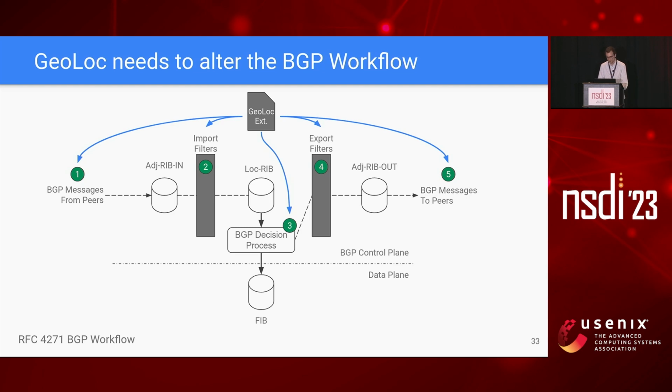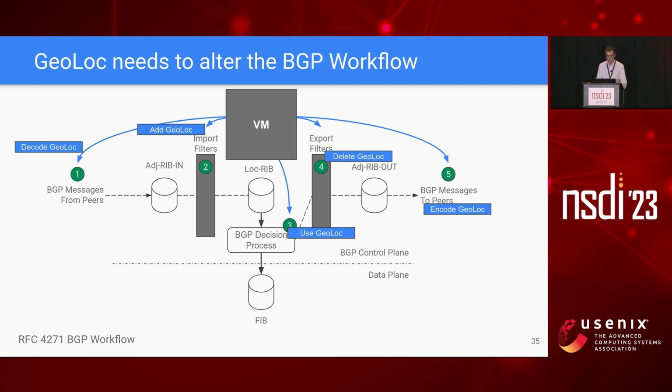And actually, in xBGP, we call the green circle insertion point. This is a place where you can actually execute code provided by the operator. And this GeoLoc attribute will be divided in subparts: decoding, add it, use it, delete it, and encode it.